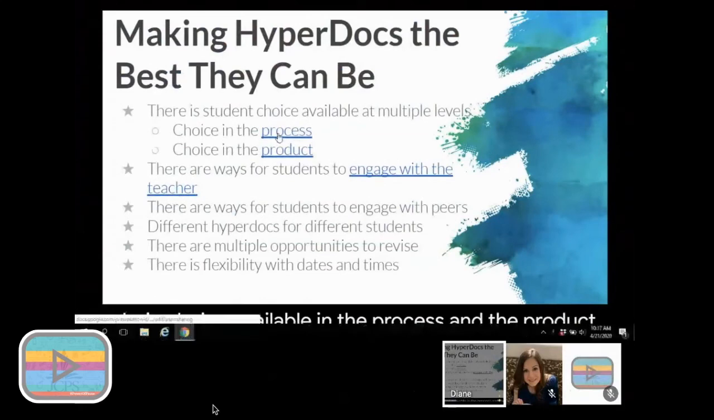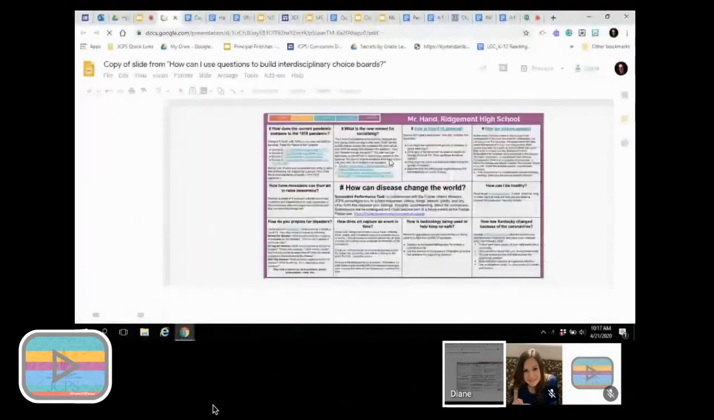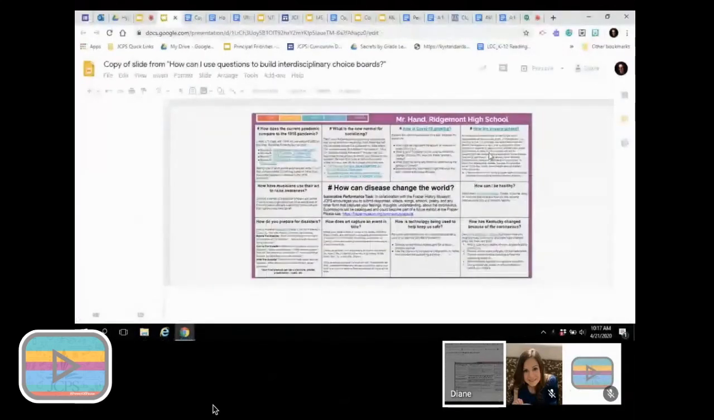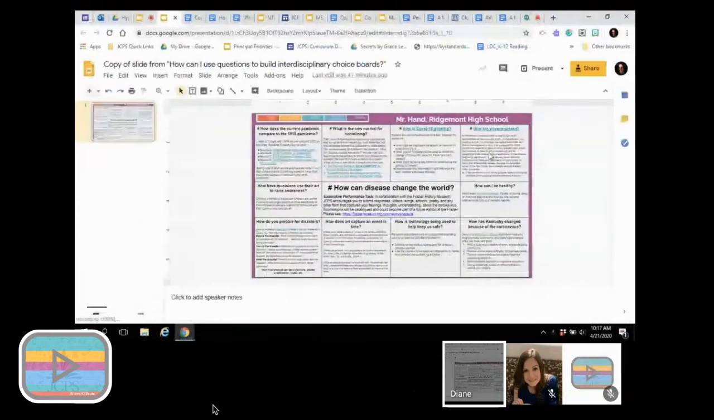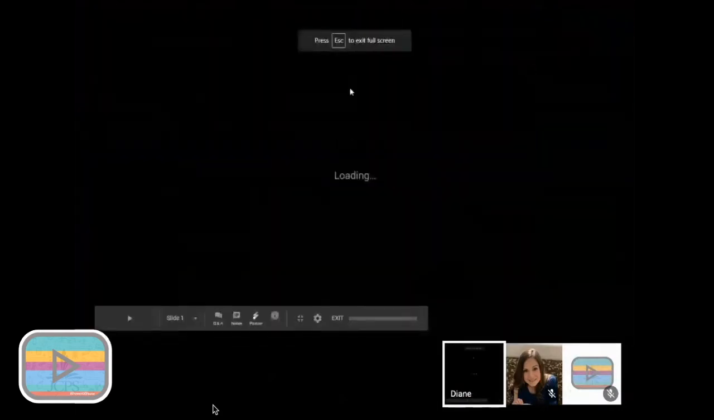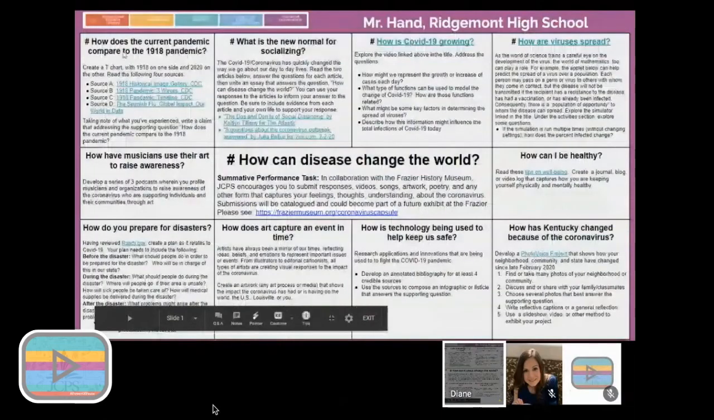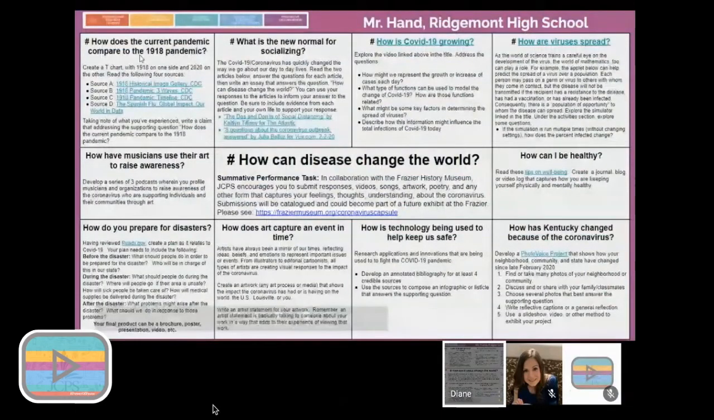So if you think about choice in the process, we can look back to the interdisciplinary choice boards, which my colleagues Ryan and Suzanne did 2 weeks ago. If you think about these different choices, how does the current pandemic compare to the 1918 pandemic, for example? That is one of the choices to get to the end task. So there is a differentiation in the process along the way, and students can choose where they're going to start, which can make a difference.